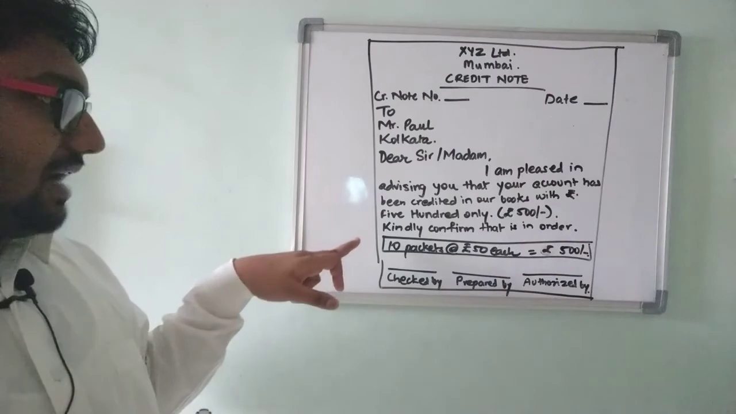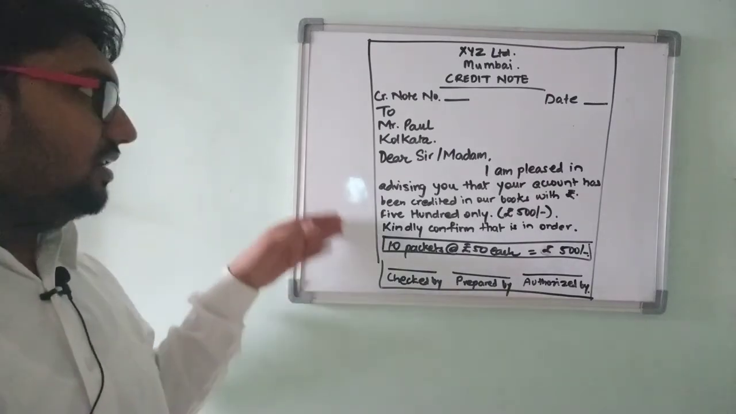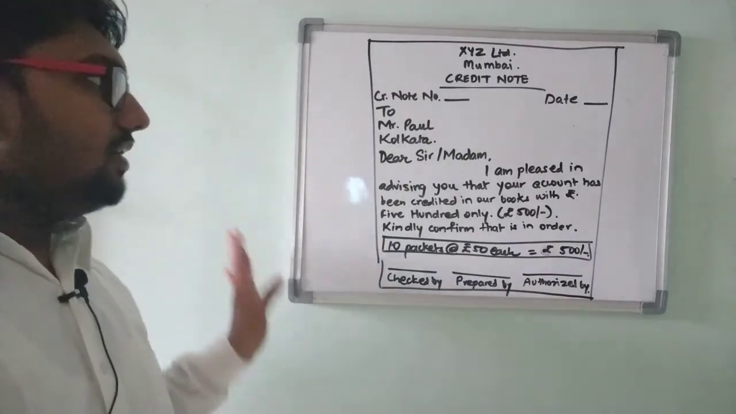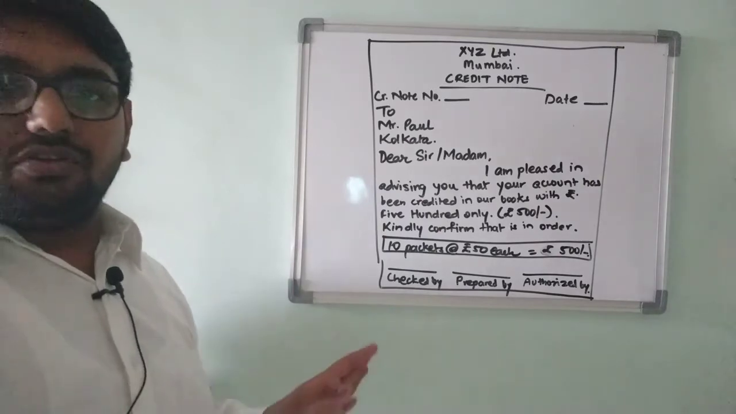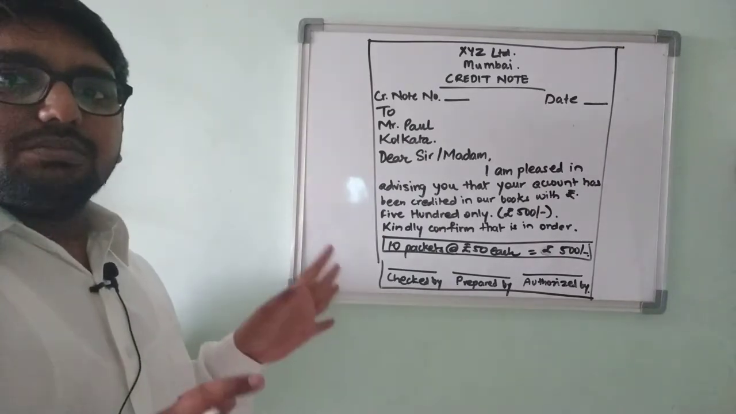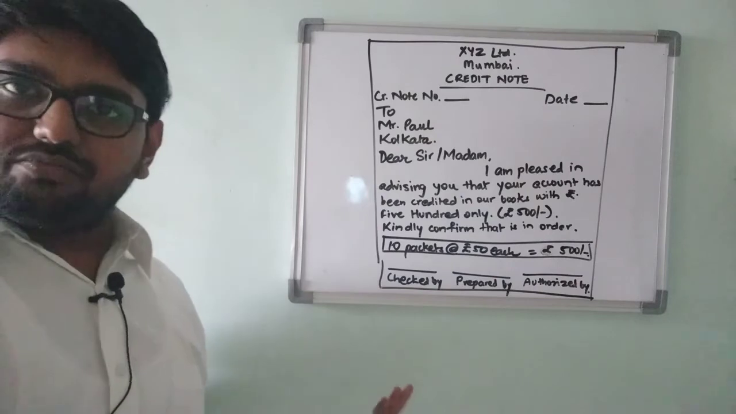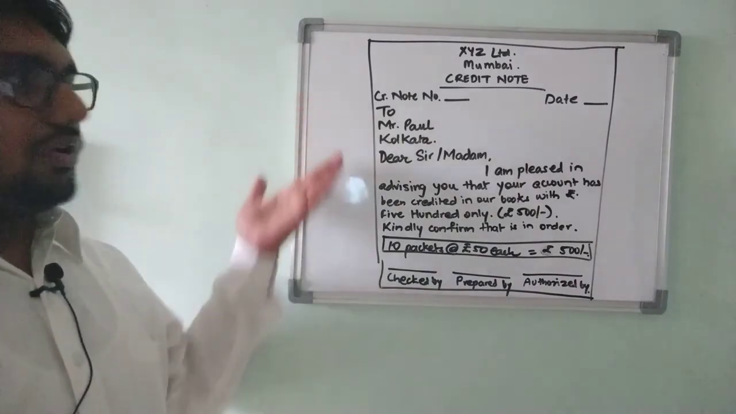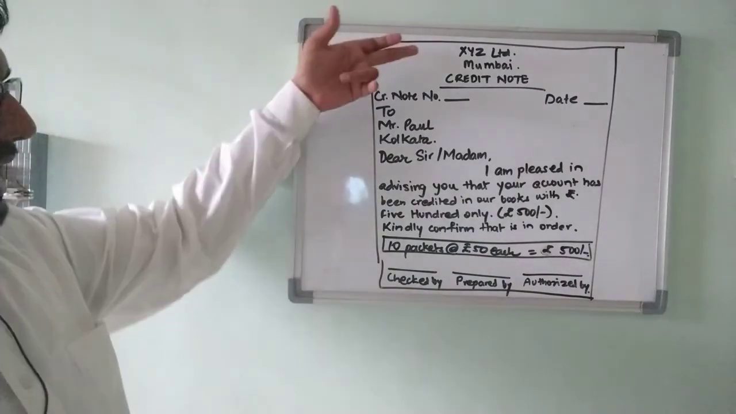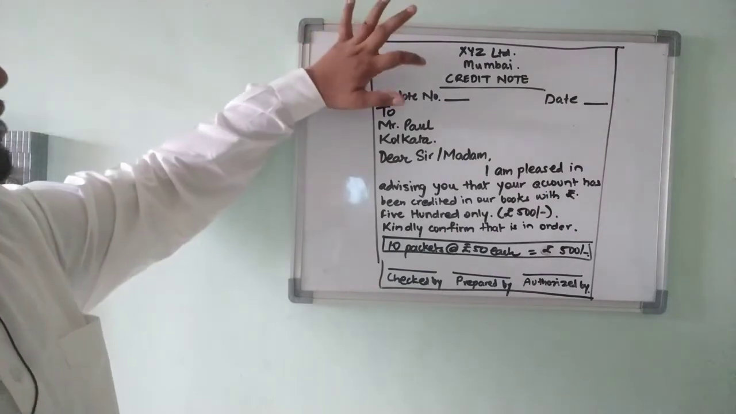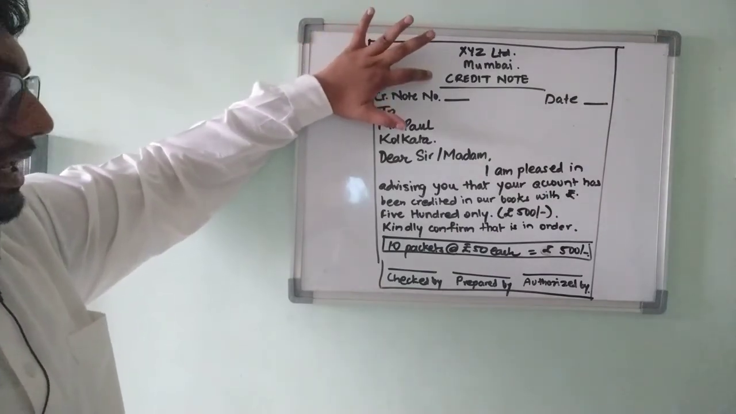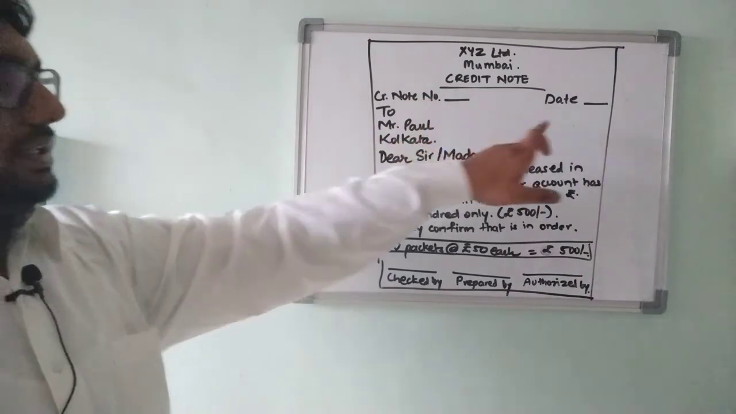Now I admit that my place was not sufficient over here. That is because my board is small or my handwriting is big, however you want to frame it. But you can take as much space as you want on your piece of paper. So this is how you draw a credit note. You have to write the name of the organization. You have to mention what document you are preparing, the number of the document, the date.